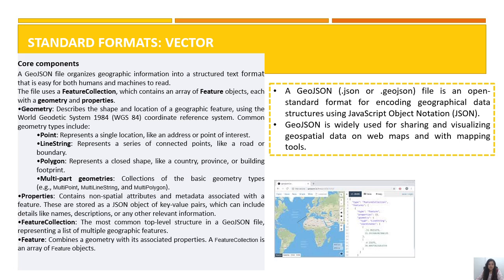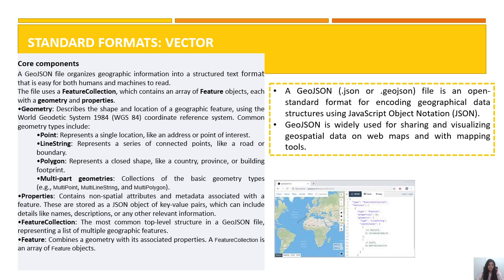Another format is GeoJSON, a text format that is easy for both humans and machines to read. Usually if you are incorporating it in Python or anything, you require certain scripts. This type of format helps the machine to know these features. For example, you can use a FeatureCollection, which contains arrays of features that give geometry as well as properties. So what is geometry? It describes the shape and the location of a geographical feature using the World Geodetic System 1984, the WGS 84 coordinate reference system, with common geometry types of point, line string, polygon, and multi-part geometries.